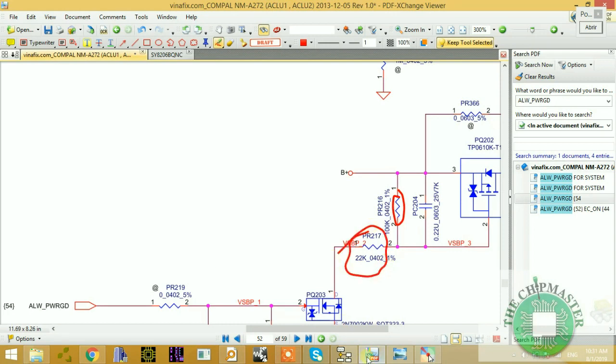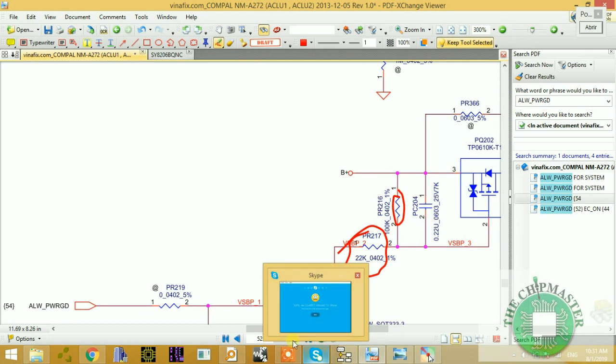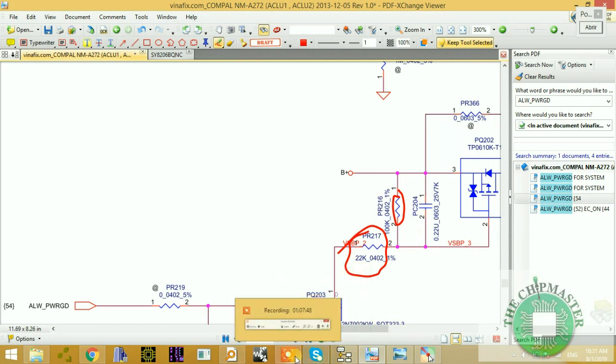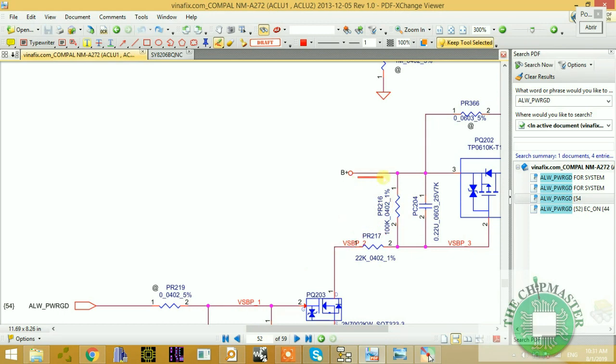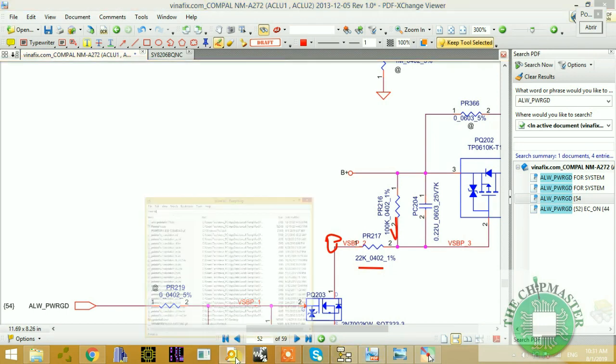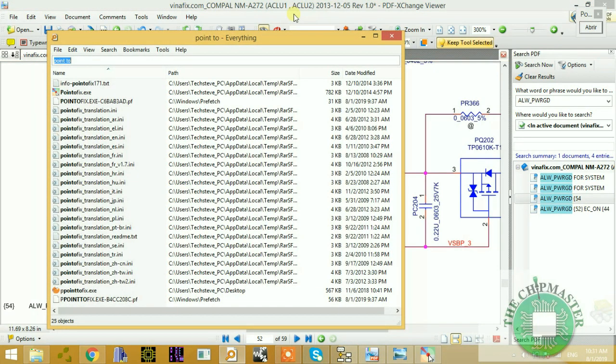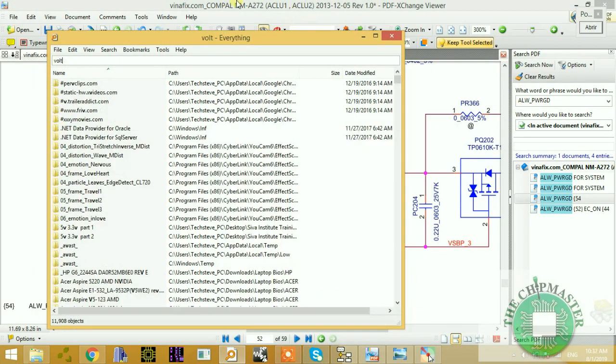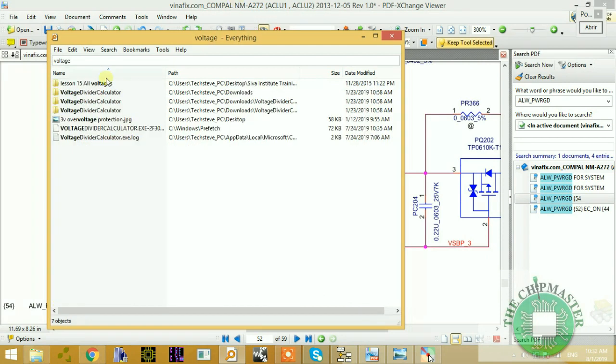As you can see, this is a voltage divider, and this is coming to B plus, as you know, which is 19 volt. This will be 0 volt right here. So PR216 and PR217 will become a voltage divider. This is 100 kilo ohm and this is 22 kilo ohm resistor. Alright, so let's go to my voltage divider calculator and let's see how much voltage is coming out of that circuit.